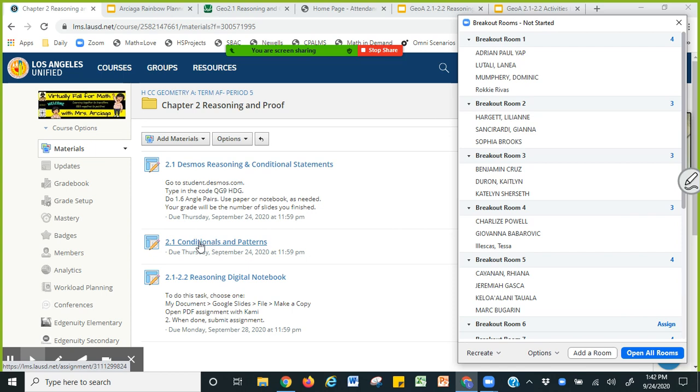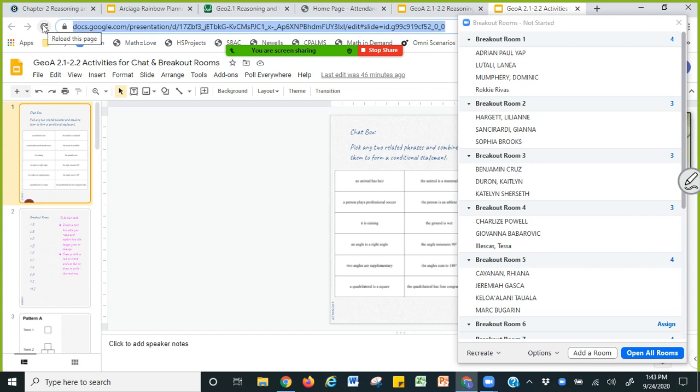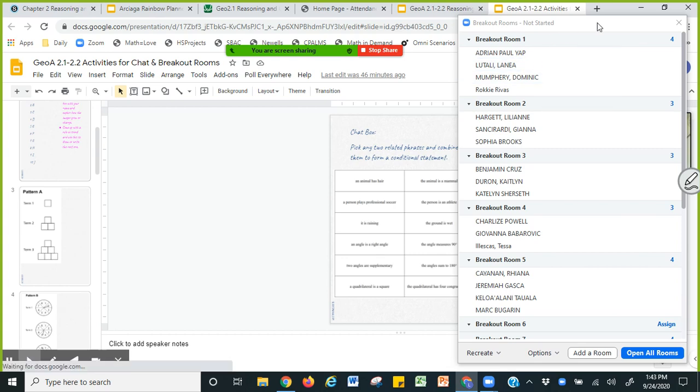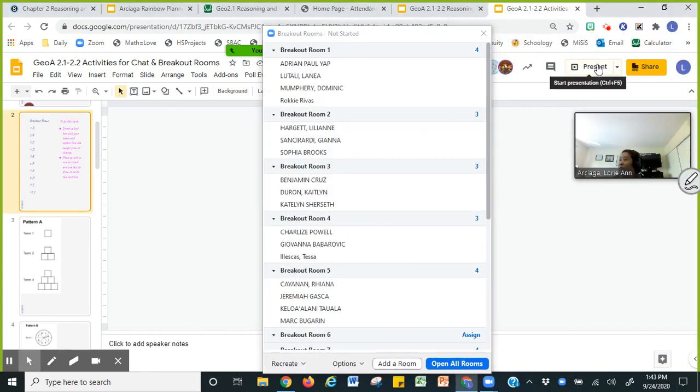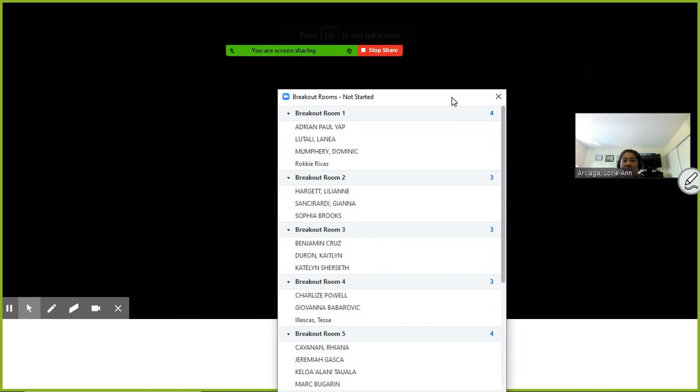So, if you could please open conditionals and patterns in Schoology. So click on that. It should open a Google slide deck that looks like this. We're going to skip number 1 for now because I think you did very good in the examples for the conditional. So we'll skip number 1. Let's all go to number 2. Okay.